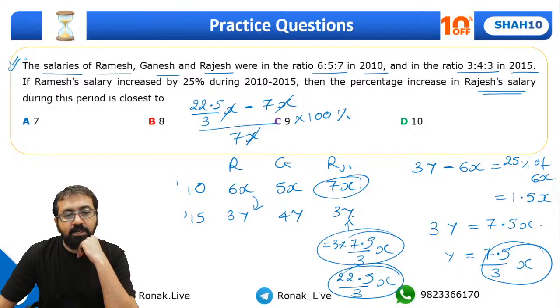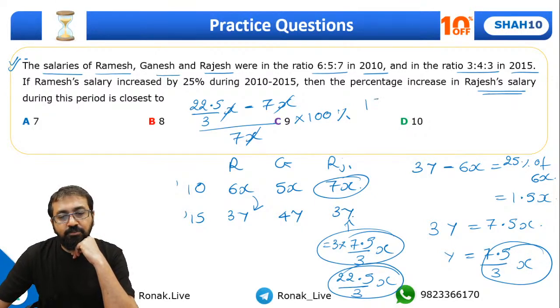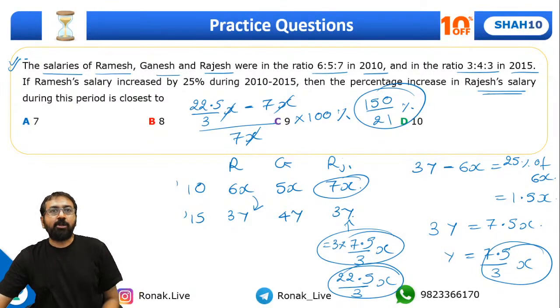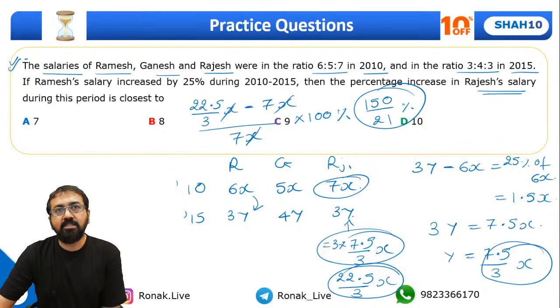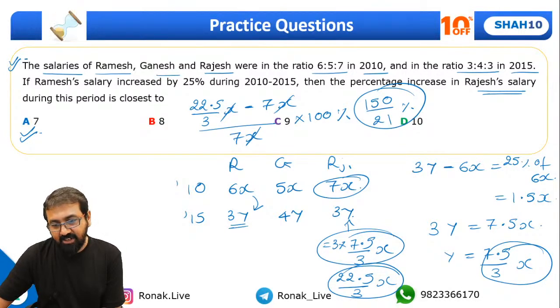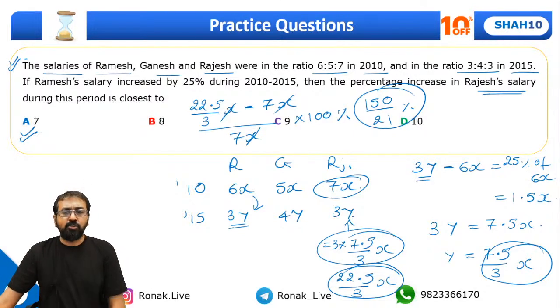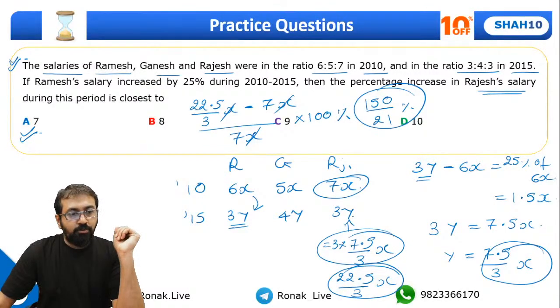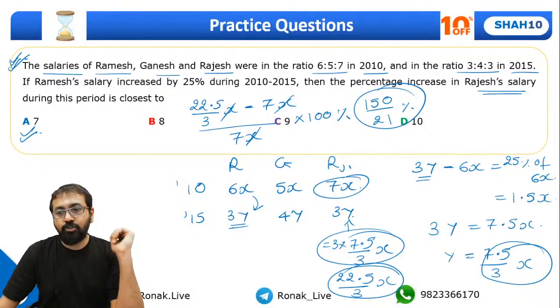This is 21, 1.5 into 100, that is 150 by 21 percent. So 150 by 21%. So 21 sevens are 147. So can I say it should be 7%? Correct. Yeah, Ankit, that is what I corrected. Okay, so see, the moment we get a wrong answer, we realize that instead of 3y, I had written 7y over there. That was a small typo, right? So you can understand this is how it has to be solved.